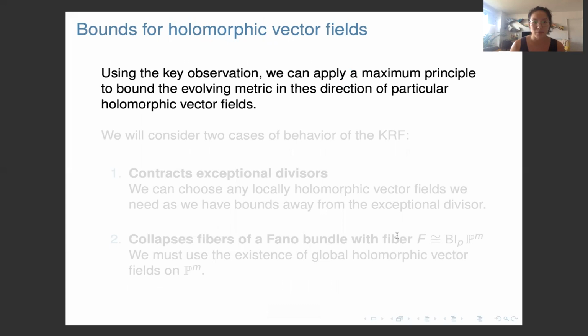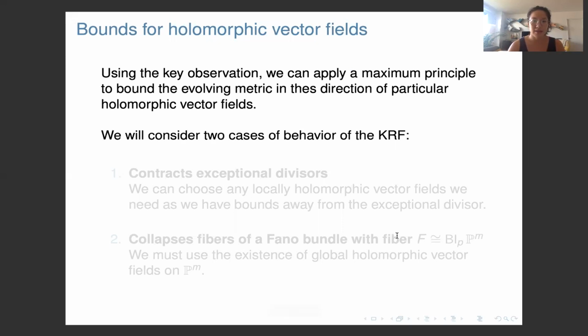For the rest of this talk, I'm going to motivate what we're going to do in the next talk, which is to apply the maximum principle, using the fact that we have this type of inequality, to bound the evolving metric in the very specific directions of holomorphic vector fields. We're going to strategically choose certain holomorphic vector fields in the next talk and use this type of bound to show that we can bound the evolved metric in all the directions along the flow.